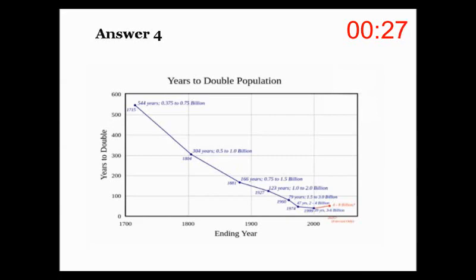According to the graph, in 1804, in 304 years' time, the population doubled from 0.5 billion to 1.0 billion. Last but not the least, in 1881, in 166 years' time, the population doubled from 0.75 billion to 1.5 billion. In conclusion, the time period to double the population is becoming shorter and shorter.